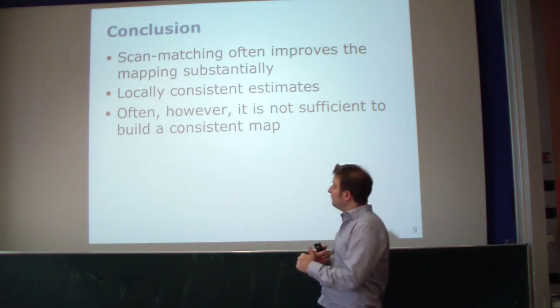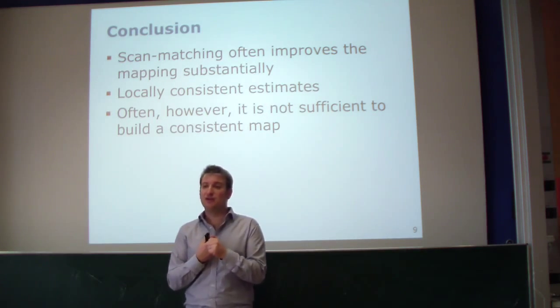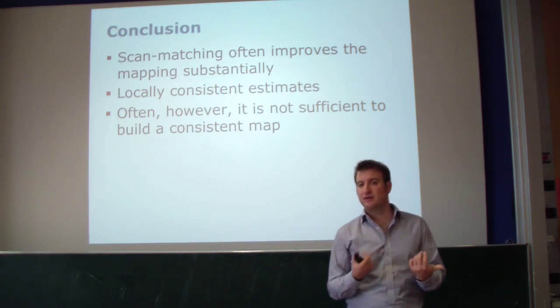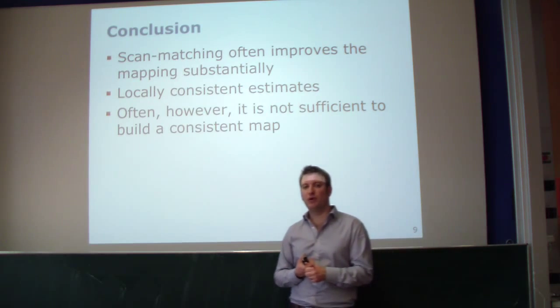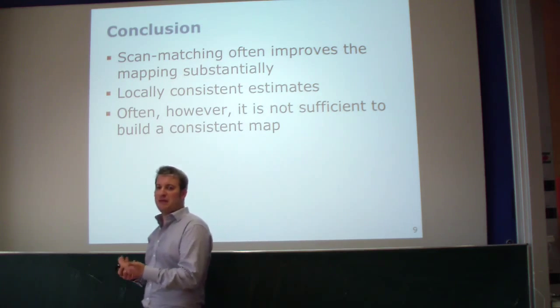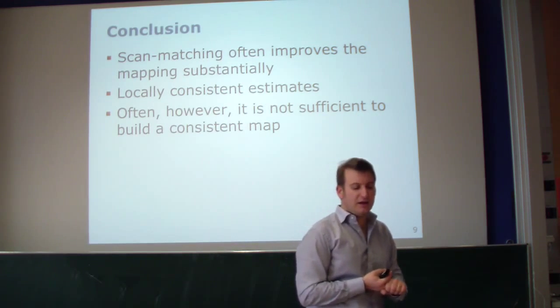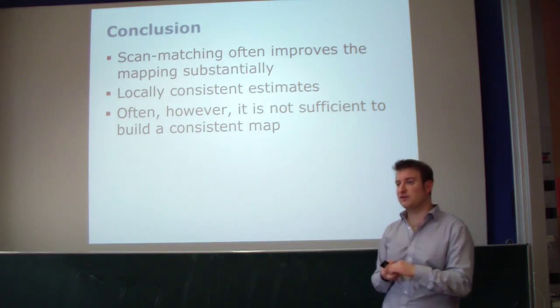To sum up, scan matching can be used to improve the odometry information, and thus can be used to improve mapping with node poses dramatically compared to a situation where we use raw odometry. It typically produces locally consistent estimates.